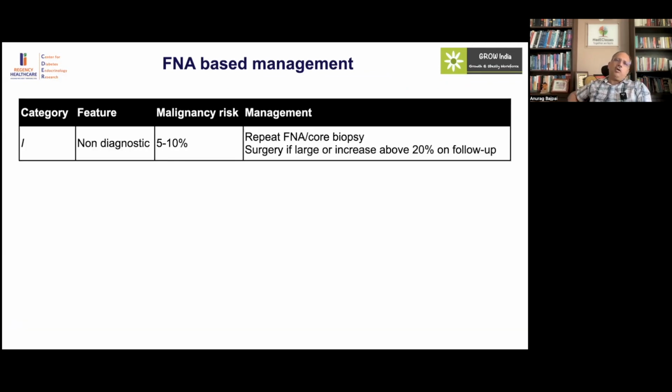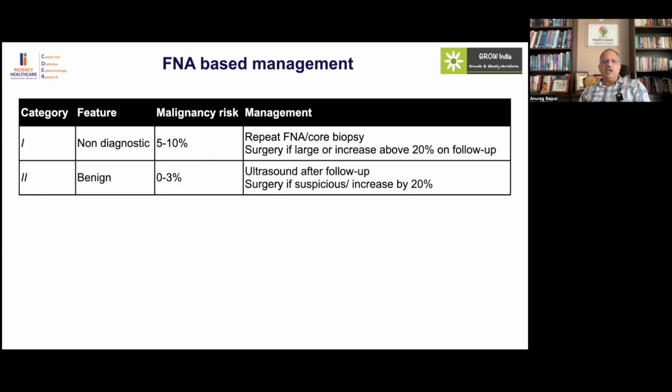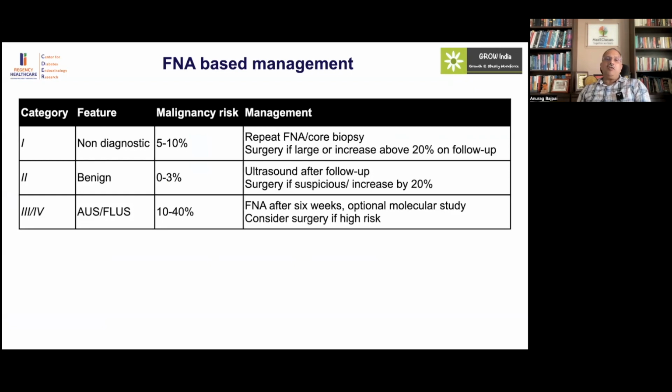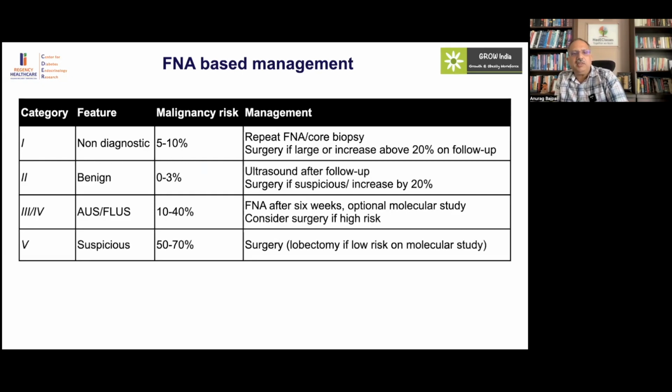So just to summarize what we talked about, in a non-diagnostic lesion, the malignancy risk is there. So do a repeat FNAC or a core biopsy, and you follow up definitely in this scenario. If you have an increase in size of more than 20% on follow-up, do a surgery. If it's category 2, which is more likely to be benign, the malignancy risk is 0 to 3%. Ultrasound should be done for follow-up, and surgery if the size is increasing by 20% or the volume is increasing by more than 50%. Category 3 and category 4 are red herrings. You have to worry about them. 10 to 40% risk of malignancy. FNA should be done after 6 weeks. Optionally, you can do a molecular study and consider surgery if there is a high risk in that regard.